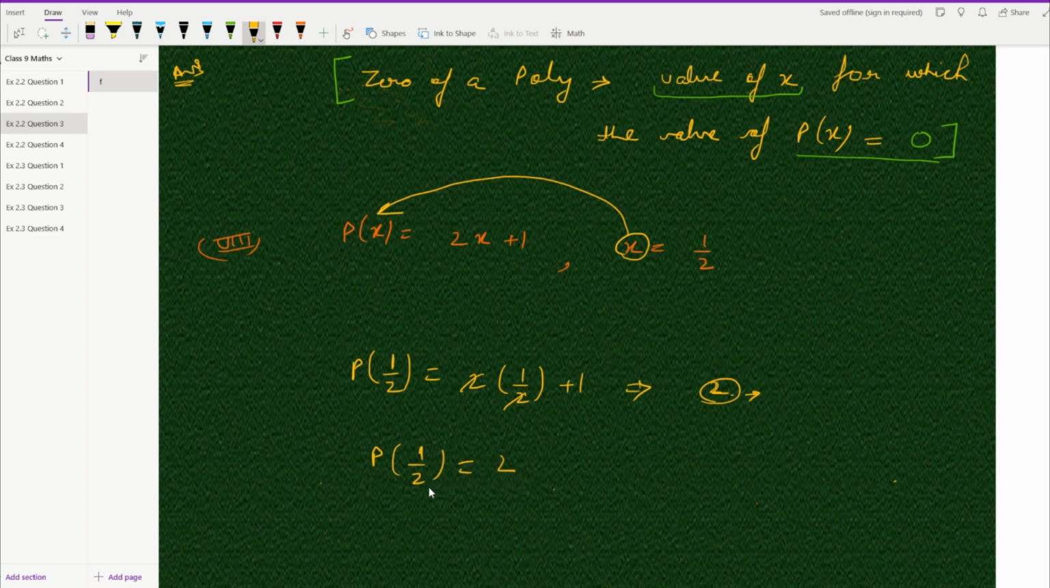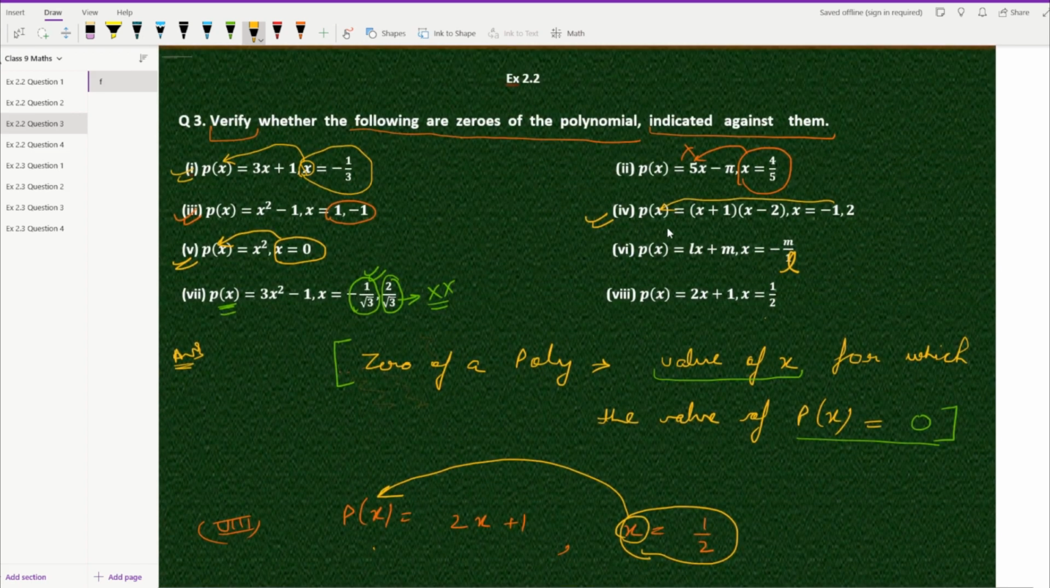So we know that whenever we replace the value of x in a polynomial, and if the value of that polynomial is not 0, then I will say that x = 1/2 is not a zero of this polynomial. So this was a very simple concept.